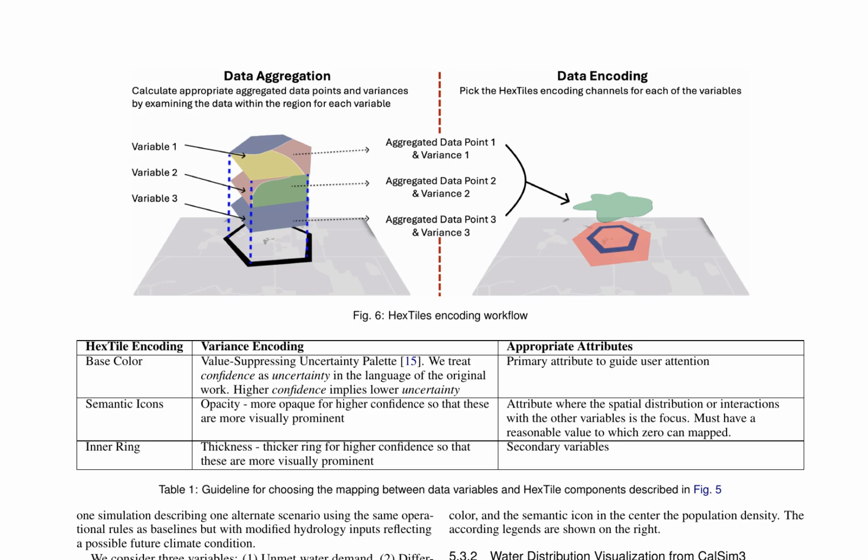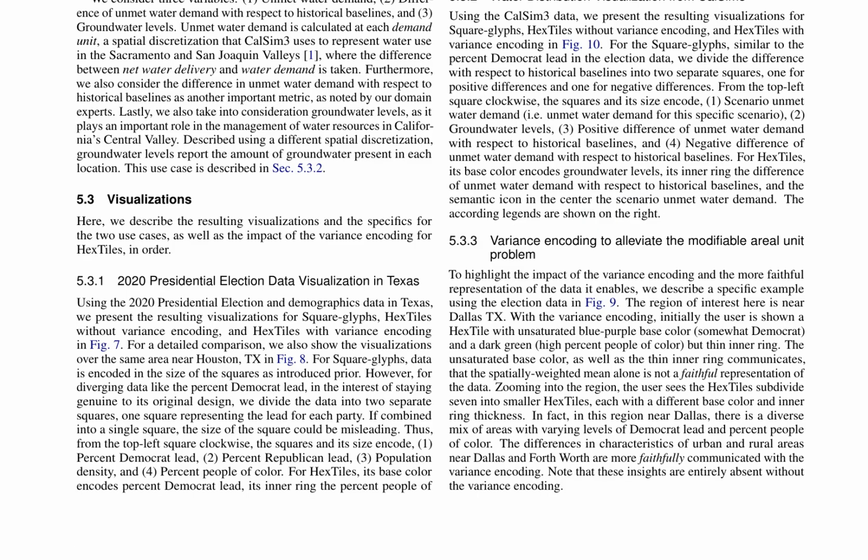The authors demonstrate the effectiveness of HexTiles through two use cases: 2020 presidential election data visualization in Texas and water distribution visualization from CalSim 3. In the election data visualization, HexTiles are used to encode % Democrat lead, % people of color, and population density. In the water distribution visualization, HexTiles are used to encode groundwater levels, difference of unmet water demand with respect to historical baselines, and scenario unmet water demand.